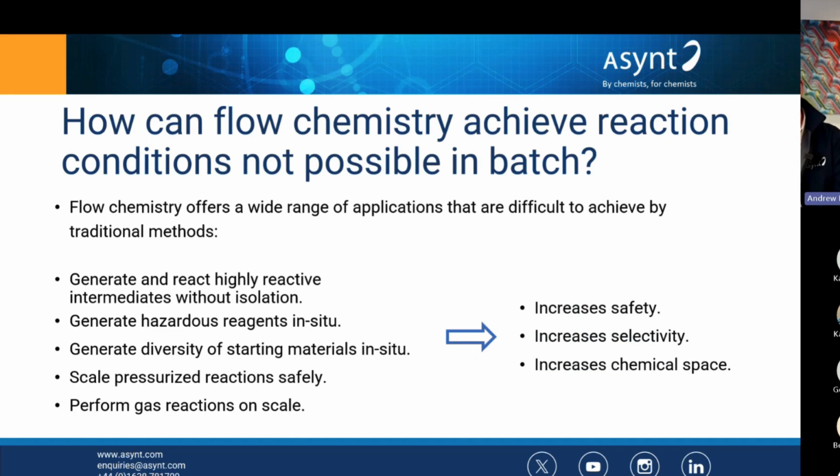So I've said here, how can flow chemistry achieve reaction conditions not possible in batch? Now that is quite a bold statement. We can't do everything in batch, but what we can do is use those flow conditions to access methodologies that would be difficult to achieve. So we haven't touched on any of the really higher level applications where we can take one flow reactor and flow it into the second or third with varying input streams to have telescoped reactions.